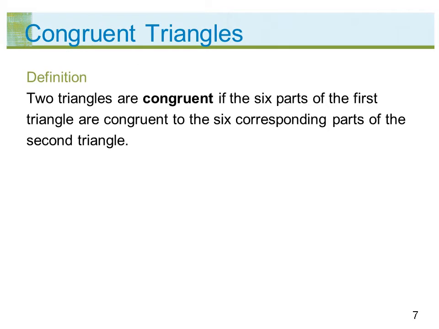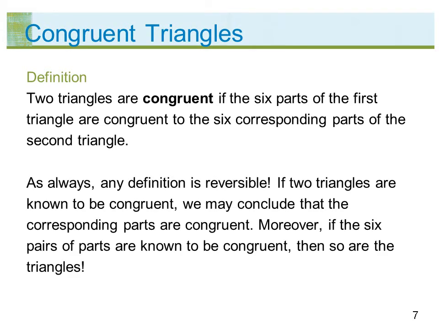Definition. Two triangles are congruent if the 6 parts of the first triangle are congruent to the 6 corresponding parts of the second triangle. As always, any definition is reversible. If two triangles are known to be congruent, we may conclude that the corresponding parts are congruent. Moreover, if the 6 pairs of parts are known to be congruent, then so are the triangles.